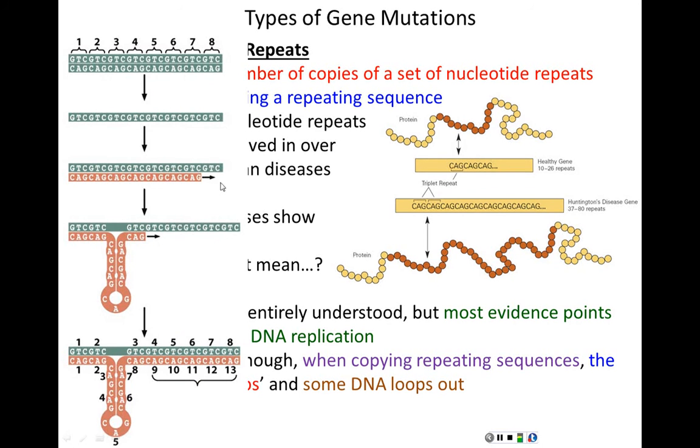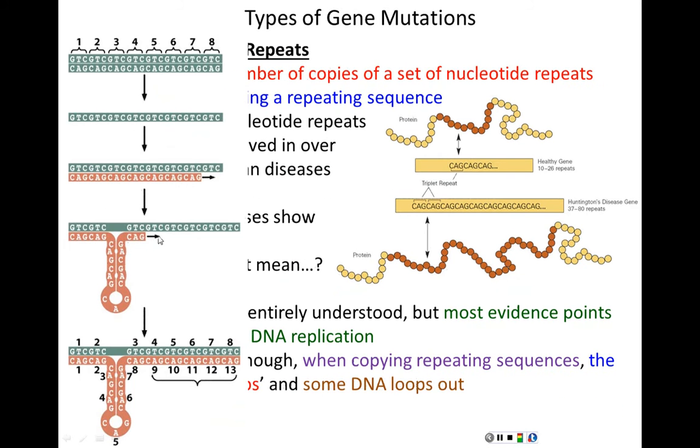So if you consider the green strand to be the old strand, and the brown strand here is the newer strand, sometimes the new strand might slip. And when it slips, it kind of goes back to a place where it wasn't before. And some of that intervening DNA loops out, as we see here.